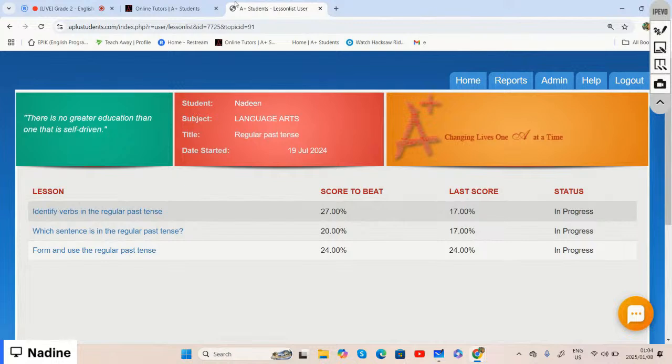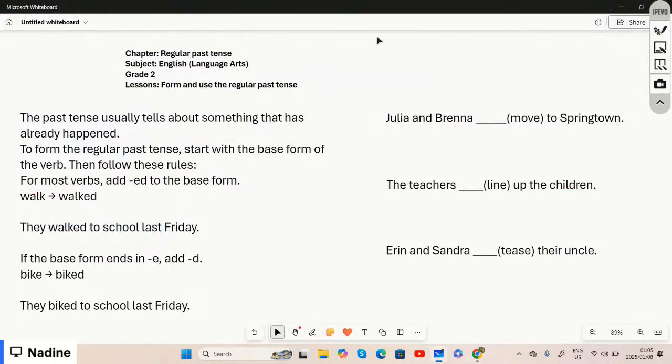All right. So we said that our chapter is regular past tense. Our subject is English language arts. We're doing grade 2. And the lesson that we are going to be focusing on under the chapter of regular past tense is to form and use the regular past tense. And this is a continuation of our previous lesson.